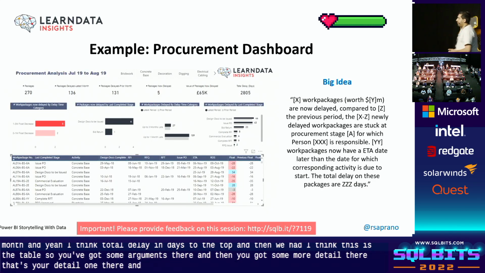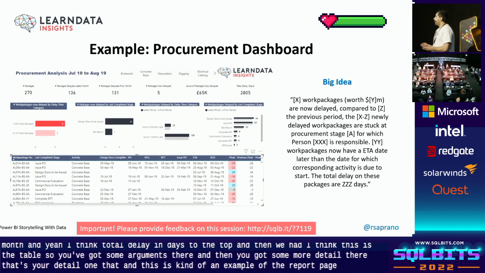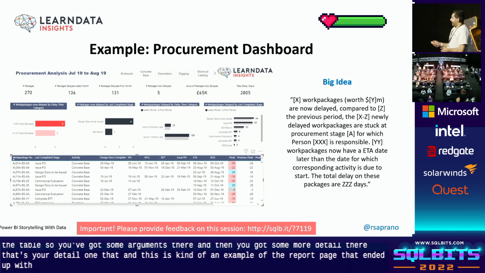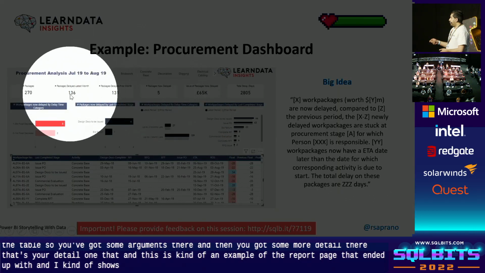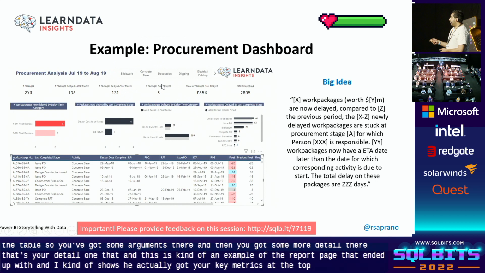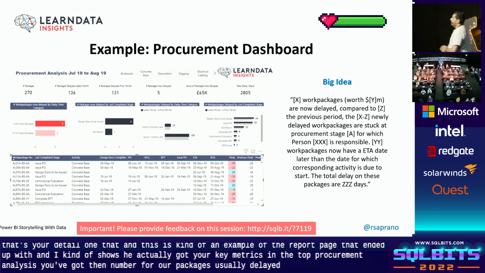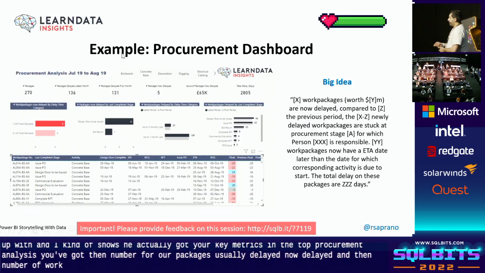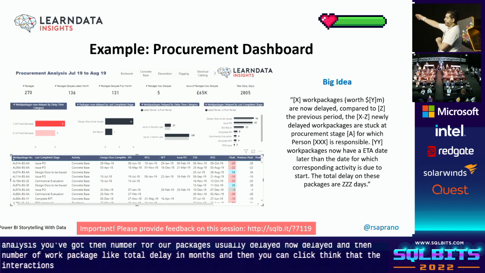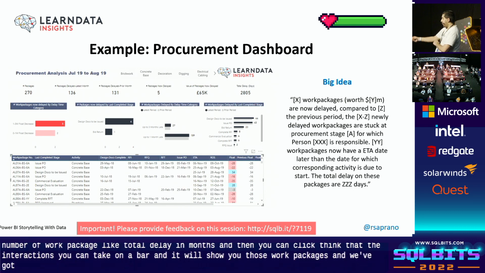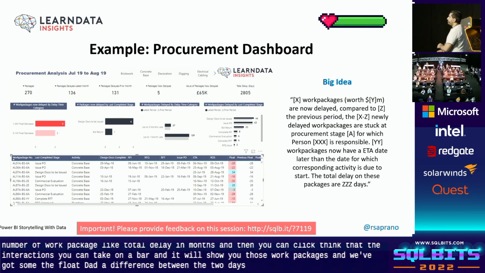And this is kind of an example of the report page I ended up with. So you've got your key metrics at the top, procurement analysis. You've got then number of work packages newly delayed, now delayed, and then total delay in months. And then you could think about the interactions. So you can click on a bar, and it will show you those work packages. And we've got the float there, the difference between the two dates.